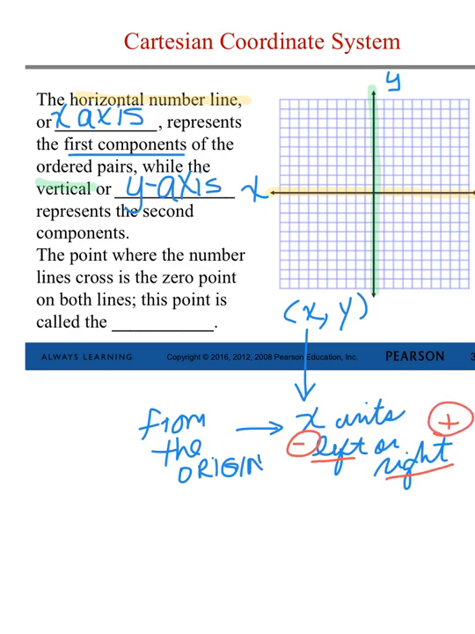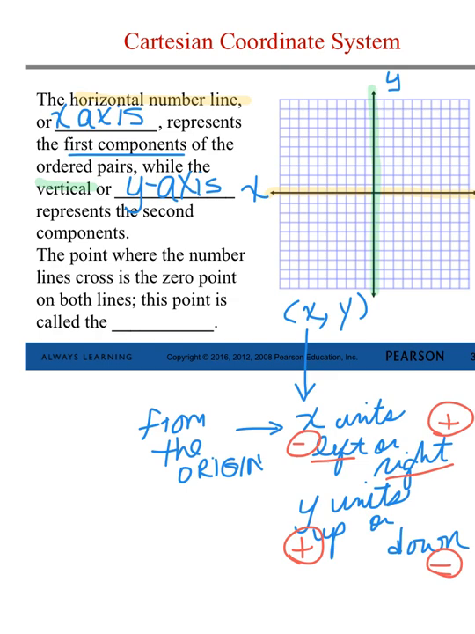And then the second number in the ordered pair, wherever you stopped on that counting from the x, then you're going to go y units up or down. And again, up if your value is positive, down if it's negative, from where your x point landed you.